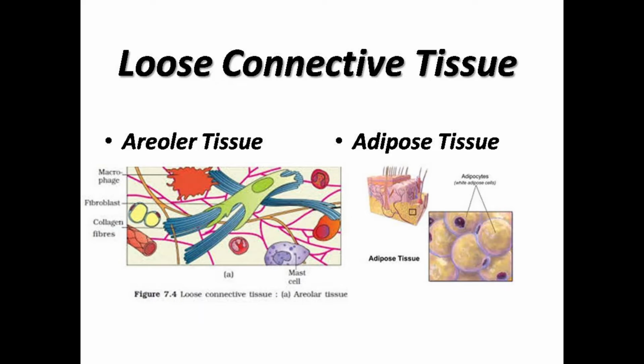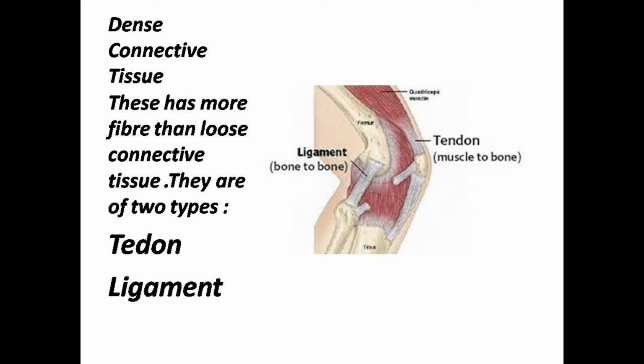Loose connective tissues are found throughout the body. They are of two types: areolar tissues and adipose tissues. Areolar tissue is present between the skin and muscles and around blood vessels and nerves. It binds the skin to other underlying organs, while adipose tissue is made up of fat cells. It is present below the skin and between the internal organs. It stores energy in the form of fat. It acts like a cushion and protects the internal organs.